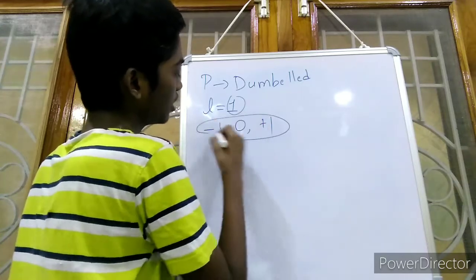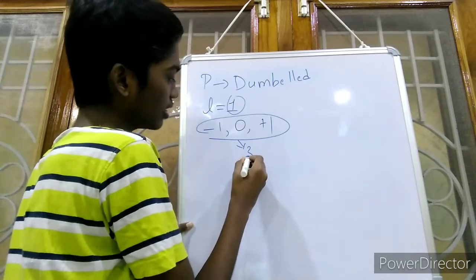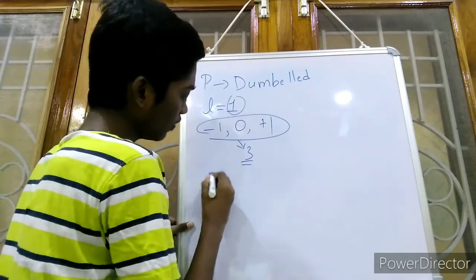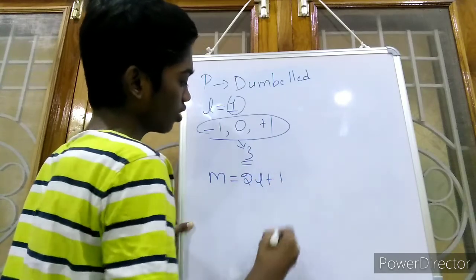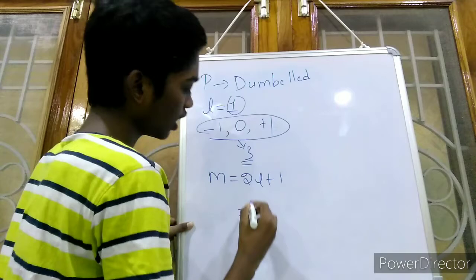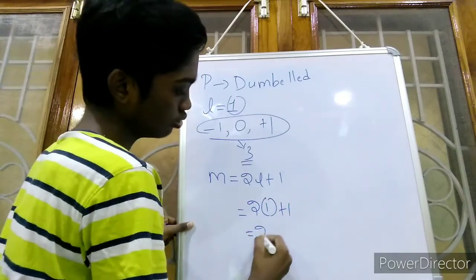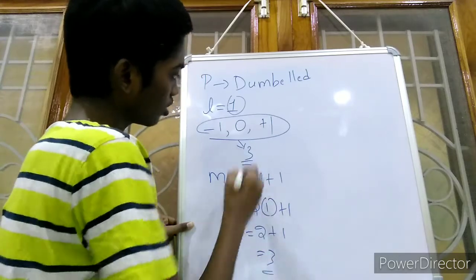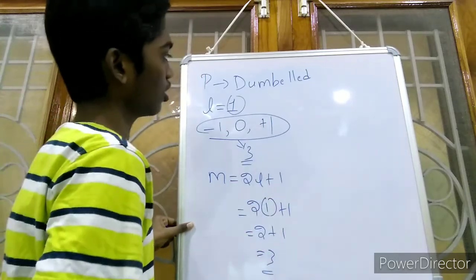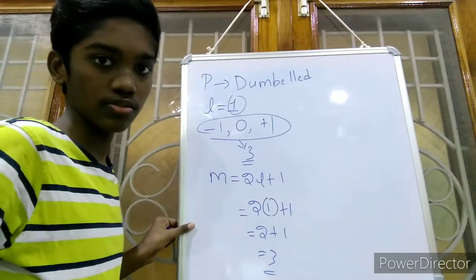Here there are 3 values. We have to check whether these 3 numbers are correct or not, so we can use the formula M is equal to 2L plus 1. Here the value of L is 1, so 2 into 1 plus 1. 2 ones are 2, plus 1 is equal to 3. So here we got 3. So this is right. Now we will look at the structure of orbital P.